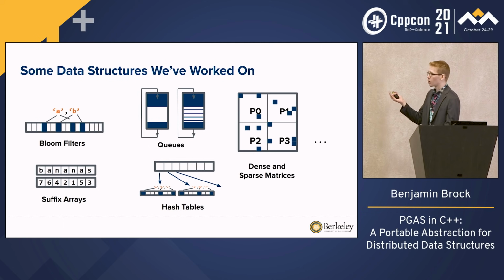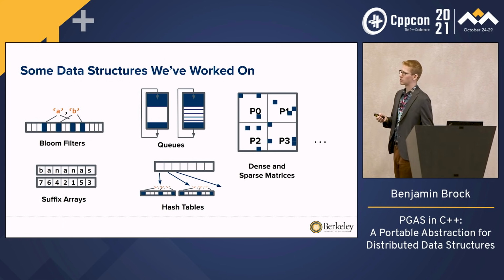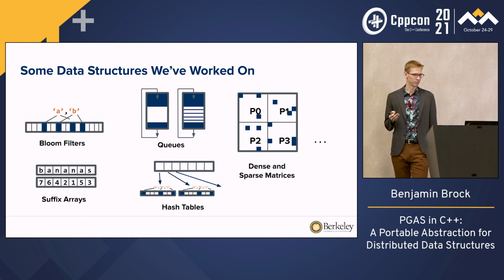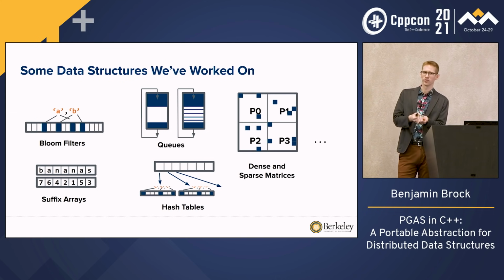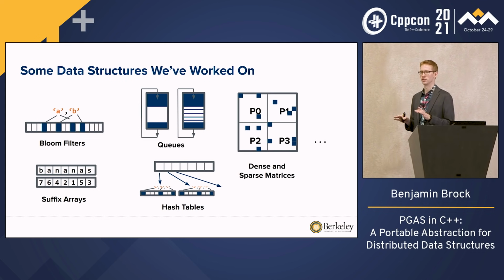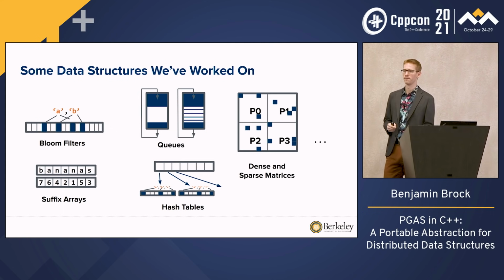So we've implemented a whole bunch of different data structures using this model, ranging from Bloom filters to queues, suffix arrays, and hash tables. And so this is generally how we've created data structures on CPUs. So I'll stop here. I'm about to move over to GPUs, but first I'll ask if there are any questions before I go on. Yeah.